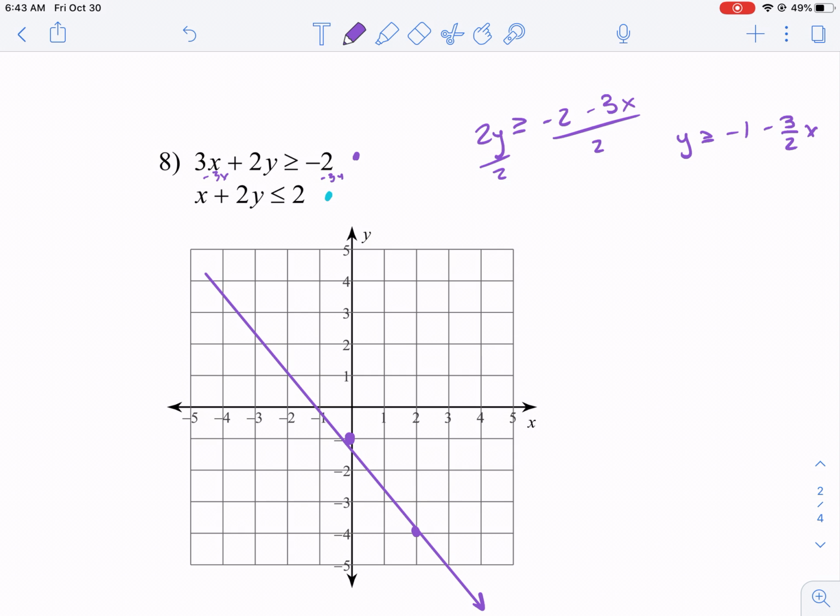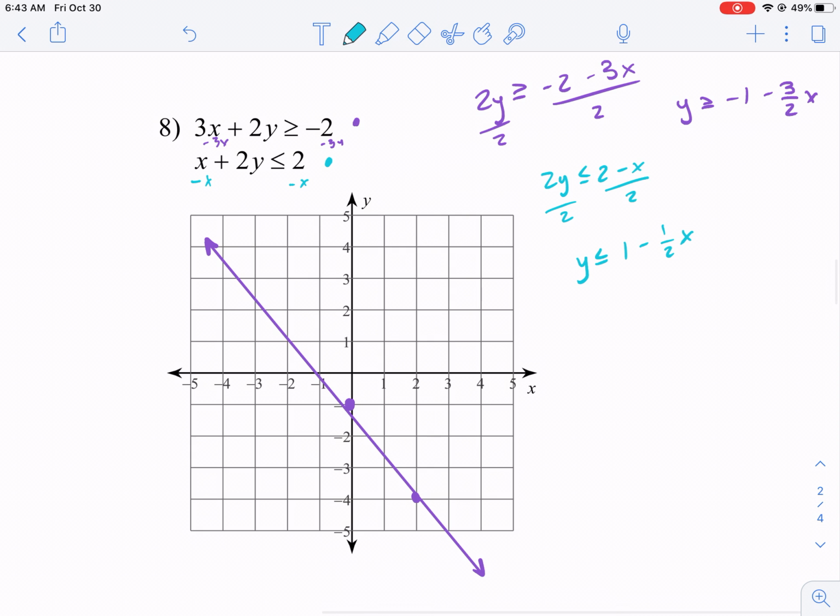Pretty good. A little miss there. Can't be perfect, I suppose. Okay, blue, we need to solve for this guy. He's also a solid line. That's good news for us. Makes it easier. We're going to subtract x from both sides first. We get 2y is less than or equal to 2 minus x. We divide by 2, divide by 2. Y is less than or equal to 1 minus 1/2 x.